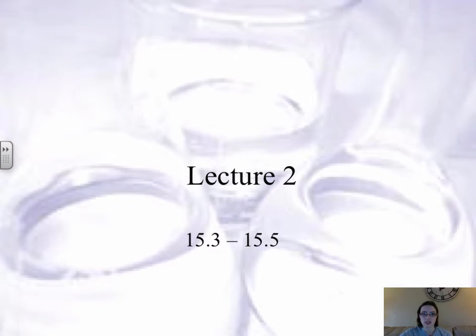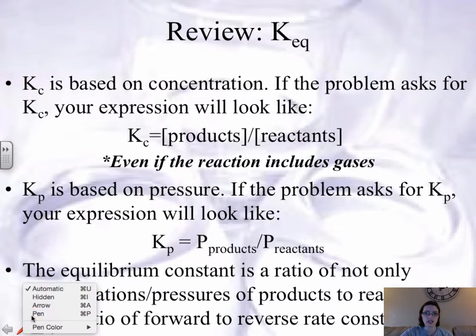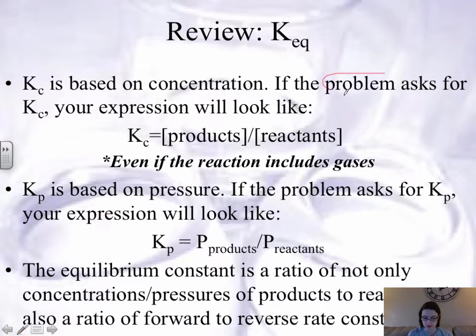So just to review, KEQ, which is the equilibrium constant, can be expressed in two ways. We can talk about Kc or Kp. Kc is based on concentration. So if the problem asks for concentration, we're going to use Kc, and we're going to do that by using the brackets that represent concentrations. So it's always products over reactants. If it's Kc, it's going to be concentration of products over concentration of reactants. Now, this is even if the reaction includes gases. If it's Kc, you always include concentrations.